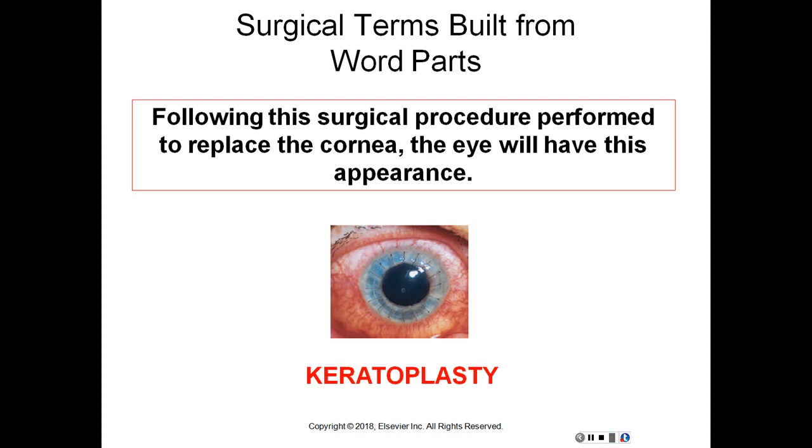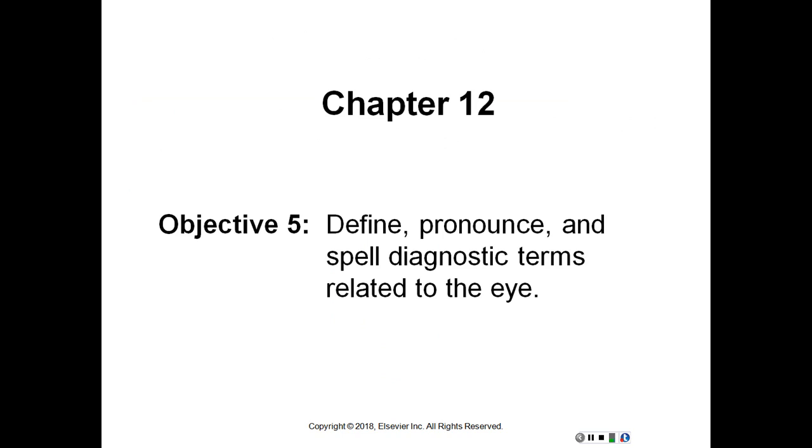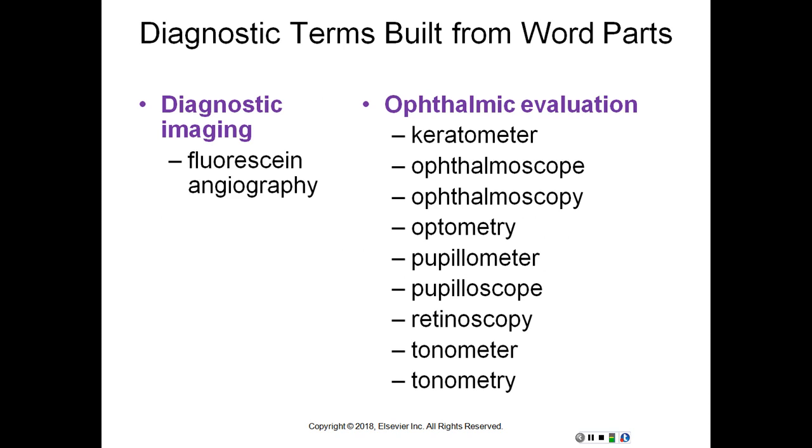And then there's not very many diagnostic terms, so I'm just going to go over those right now. So we have fluorescein angiography, radiographic imaging of blood vessels of the eye with fluorescein dye. Keratometer, instrument used to measure the curvature of the cornea.